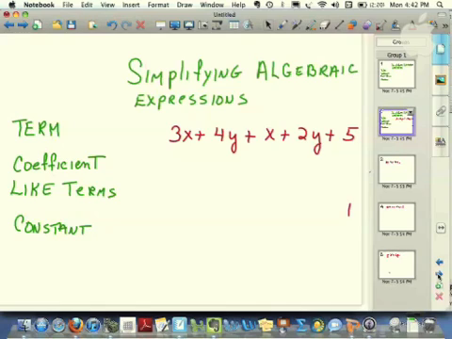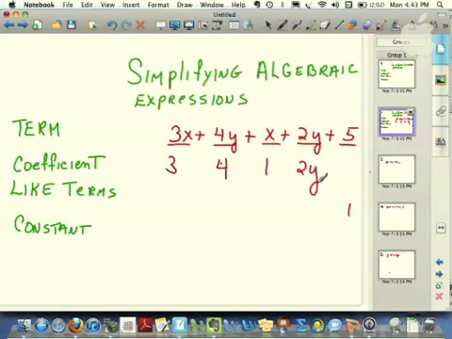3x plus 4y plus x plus 2y plus 5. Each of these, like 3x, is called a term in the expression. The coefficient in the expression is the number that multiplies the variable. So the coefficient in the first term is 3. The coefficient in the second term is 4. The coefficient in this term is 1. We have to realize that 1 times x is x.